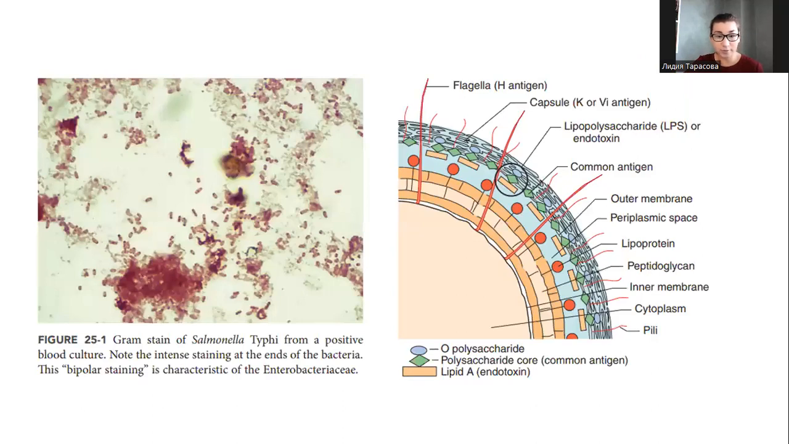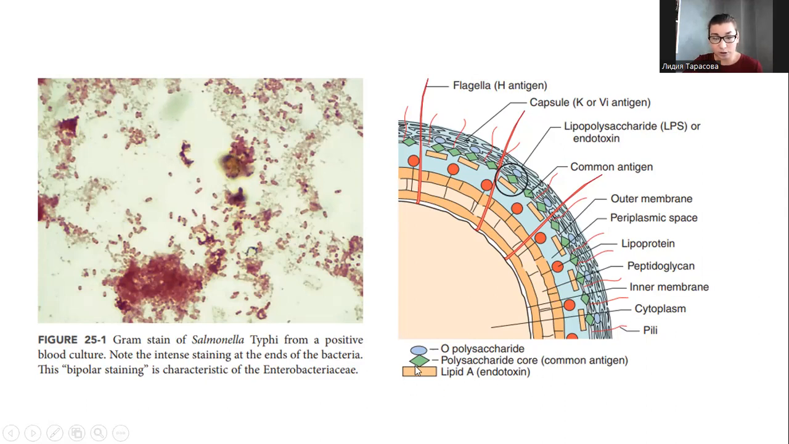And this is the cell wall of gram-negative bacteria. I hope you remember from general microbiology that the gram-negative cell wall consists of two layers of peptidoglycan, and also an outer membrane, which is made from lipopolysaccharide. The lipopolysaccharide has three parts. It's the O antigen, the O polysaccharide, which is outside, and the polysaccharide core, and a very important part, lipid A.